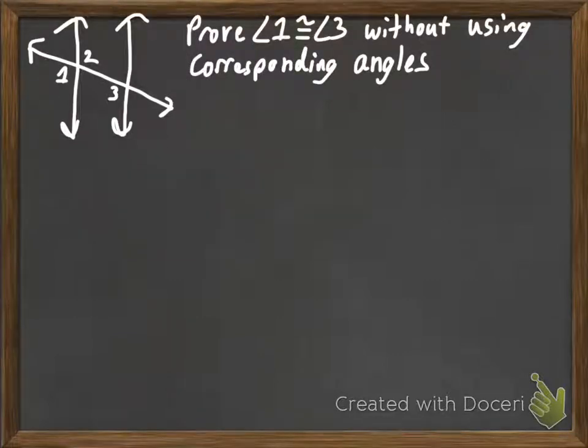And this says, prove angle 1 is congruent to angle 3 without using corresponding angles. So we can't use our corresponding angles postulate to do this. So we have to get a little inventive here.